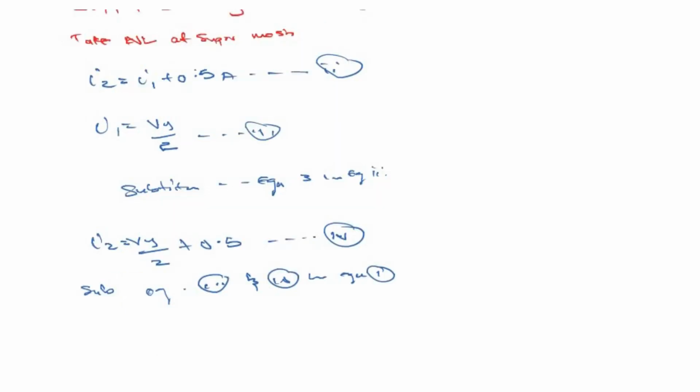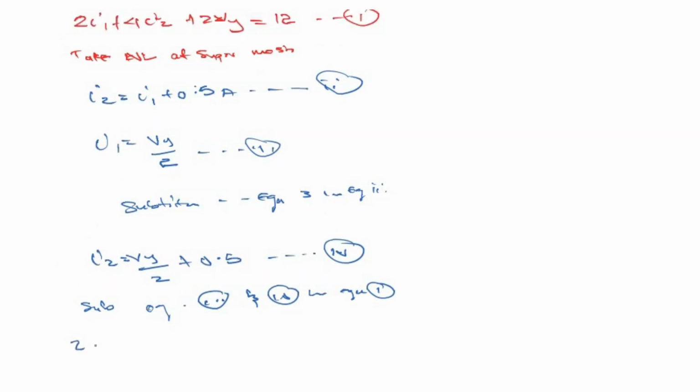So substituting equation 3 and equation 4 in equation 1, we are going to have 2 I1, we are having open bracket Vy over 2 plus 4I2. Instead of putting I2 now, we are going to put the value of I2, which is Vy all over 2 plus 0.5. 0.5 is still the same thing as 1 over 2, plus 2Vy plus 2Vy is equal to 12.